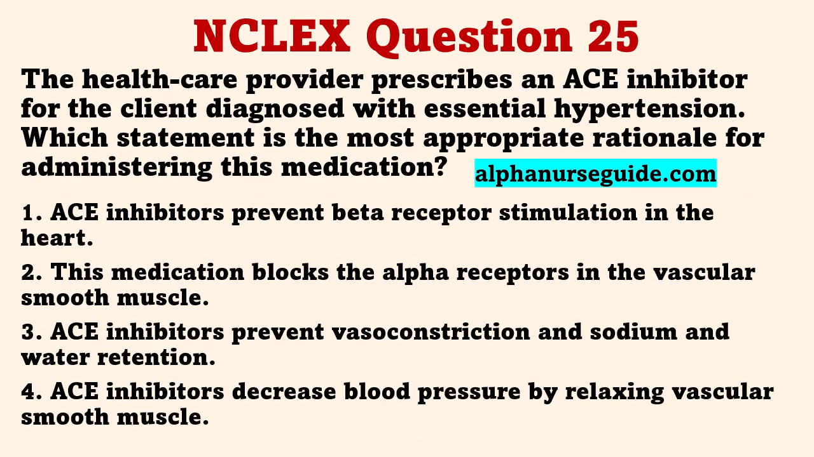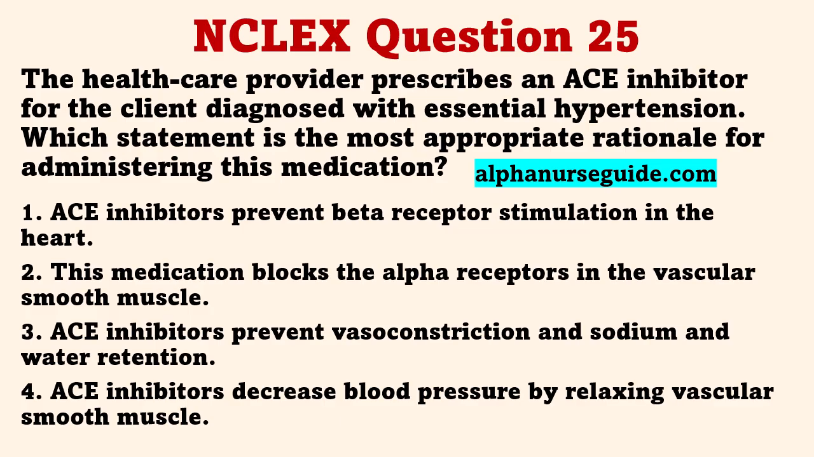The healthcare provider prescribes an ACE inhibitor for the client diagnosed with essential hypertension. Which statement is the most appropriate rationale for administering this medication? 1. ACE inhibitors prevent beta receptor stimulation in the heart. 2. This medication blocks the alpha receptors in the vascular smooth muscle. 3. ACE inhibitors prevent vasoconstriction and sodium and water retention. 4. ACE inhibitors decrease blood pressure by relaxing vascular smooth muscle.